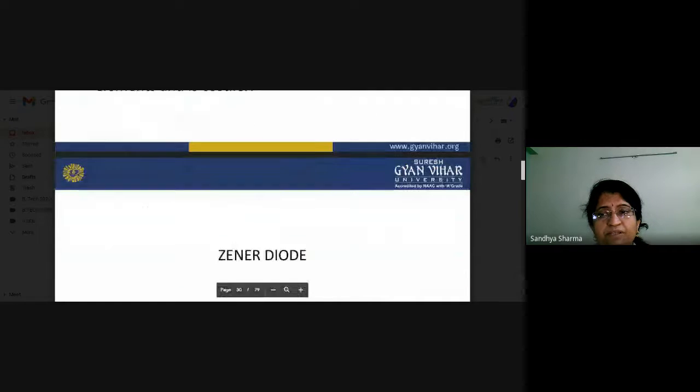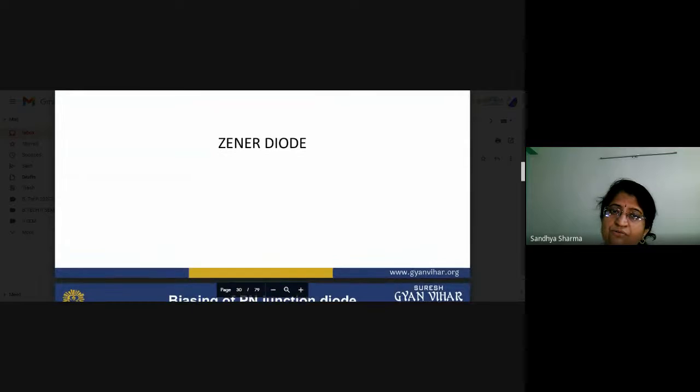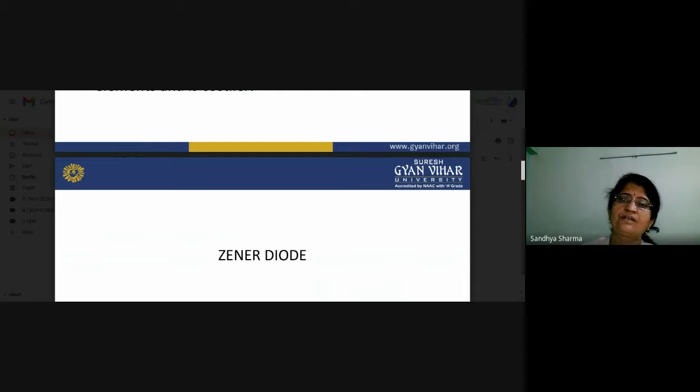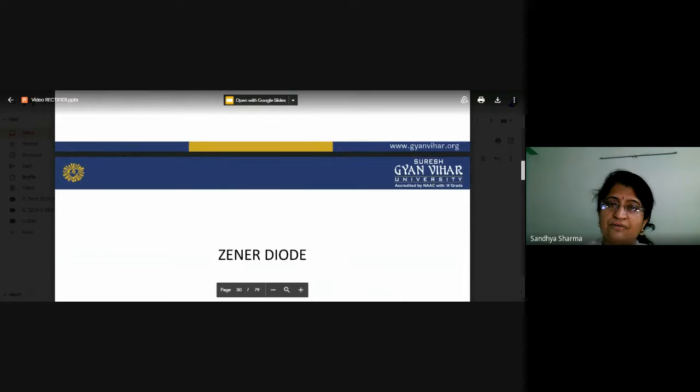With respect to half wave rectification, this is the first application of our diode, in which we have seen the rectifier. Basically, a rectifier is a very important device with which you convert your AC signal into a DC signal, because in the present scenario our electronic devices do not work on high voltage, and basically they work on DC supply. So you can convert your AC signal into a DC signal by using rectification.